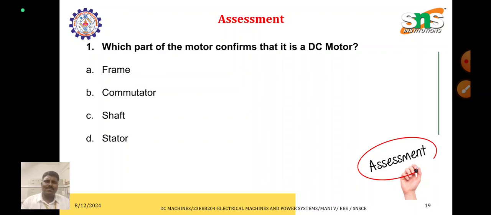So this is an assessment. Which part of the motor confirms that it is a DC motor? So the question is, now we have to identify a DC motor compared to an AC motor. Put your answer in the comment section.